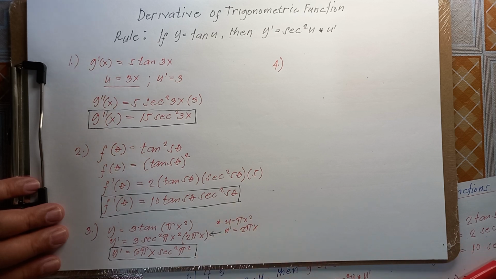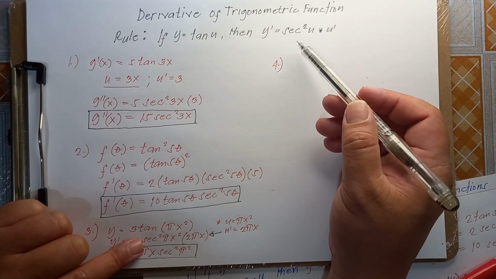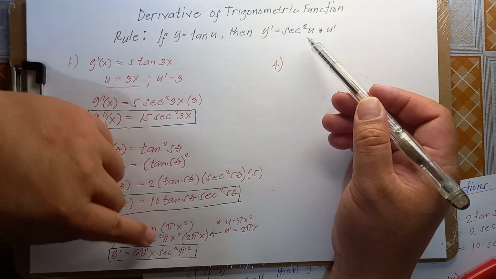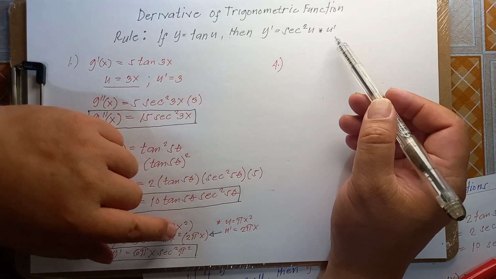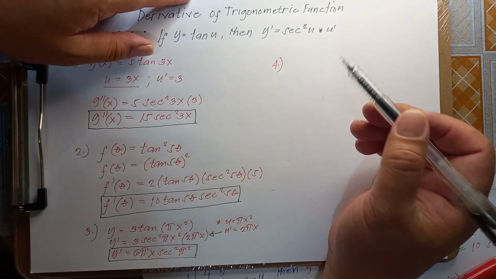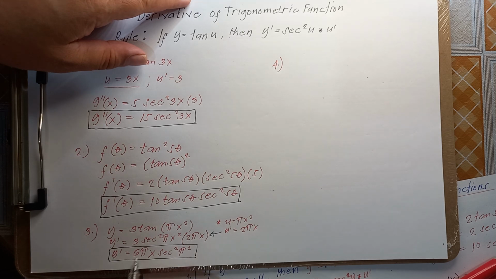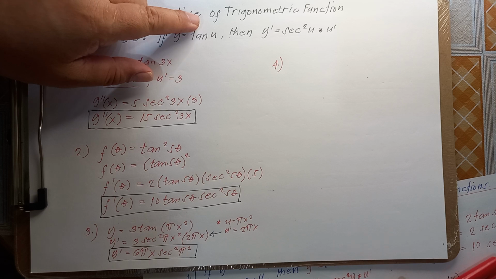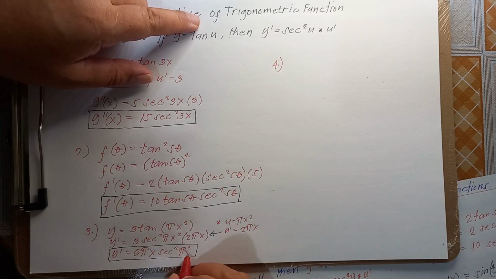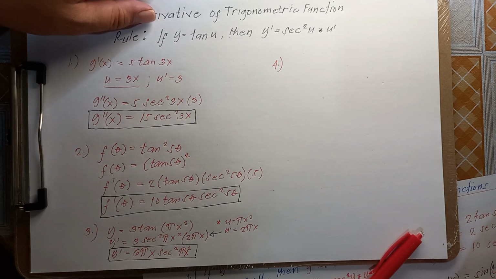Now, following our rule, the derivative of tangent of u is secant squared u. What is our u? That is pi x squared, multiplied by its derivative, 2 pi x. Having said that, we multiply the 2 pi x to our constant 3, which gives us 6 pi x secant squared of pi x squared. So that is our number 3.